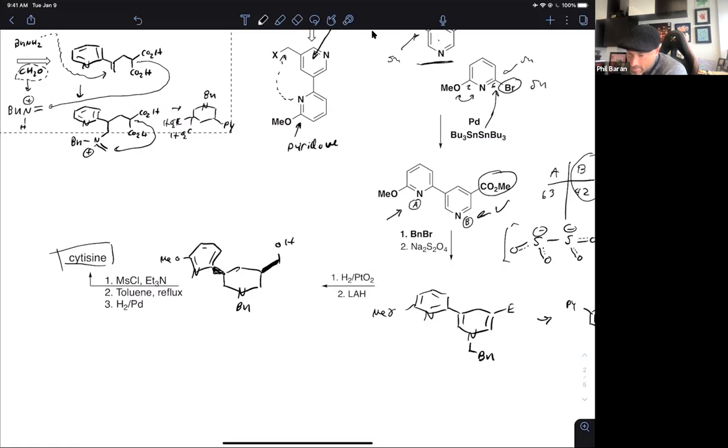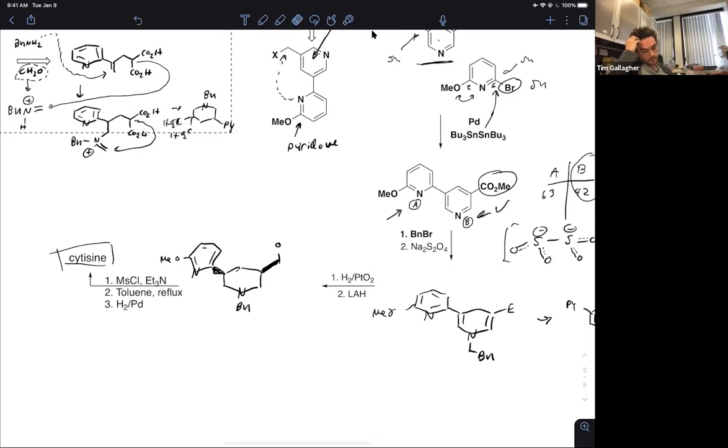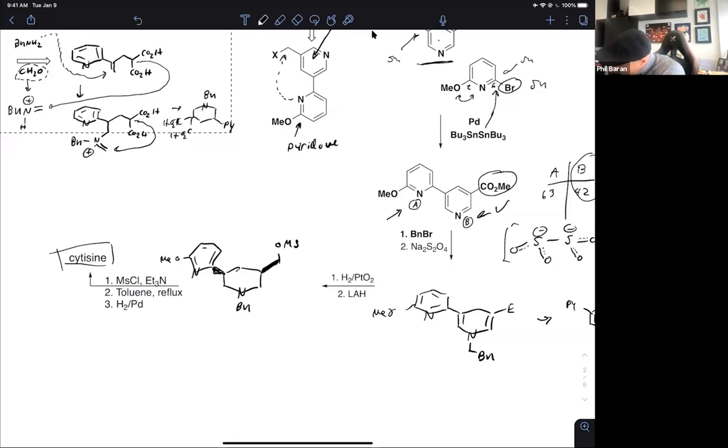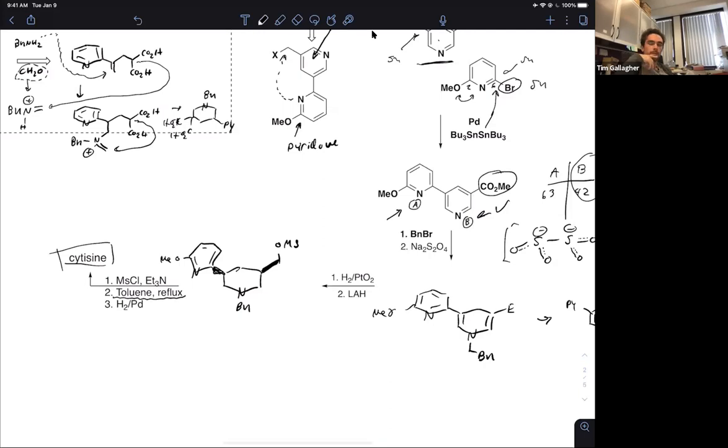All right, no takers. How about Tim? Yeah, sure. So the first step will mesylate the primary alcohol. Next, after that, the toluene will... the mesylated alcohol will become a leaving group. So you can get cyclization here, where the nitrogen kicks that out.